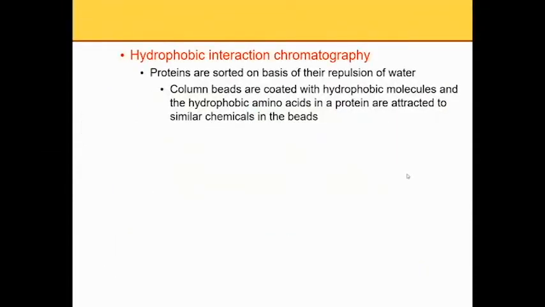And then the hydrophobic interaction chromatography. So basically, the proteins are separated on the basis of their repulsion of water. The column beads are coated with a hydrophobic molecule, and then the hydrophobic amino acids in the protein will be attracted to those beads. And later on, you reduce the salt concentration, then you will be able to elute the protein.